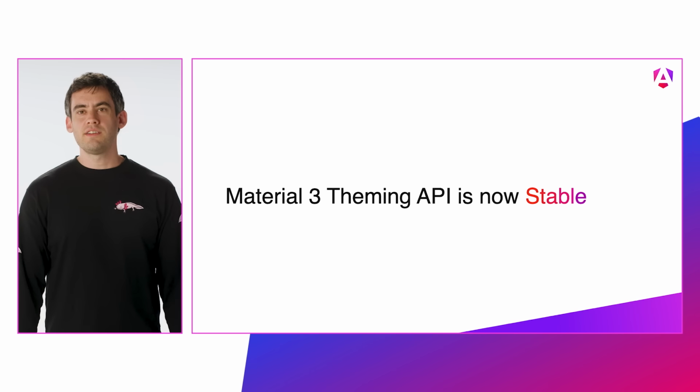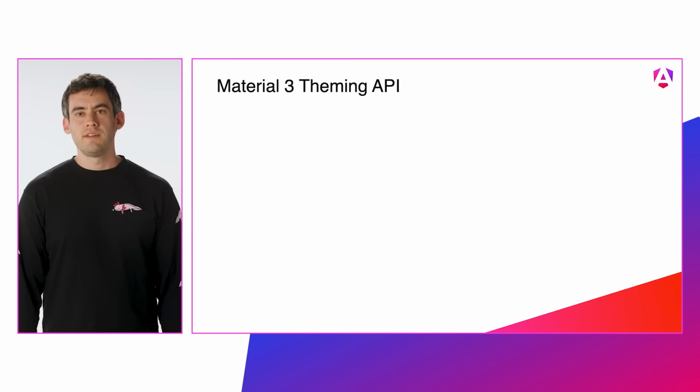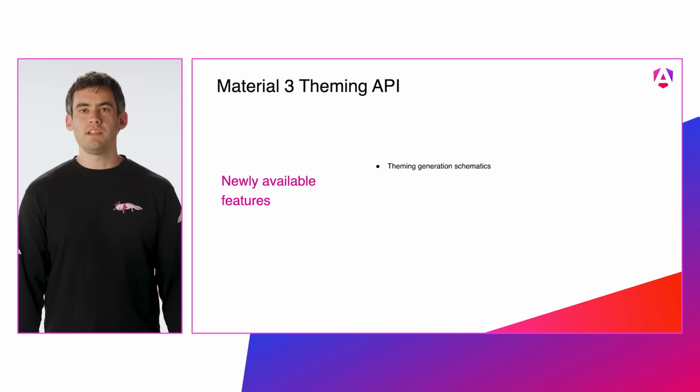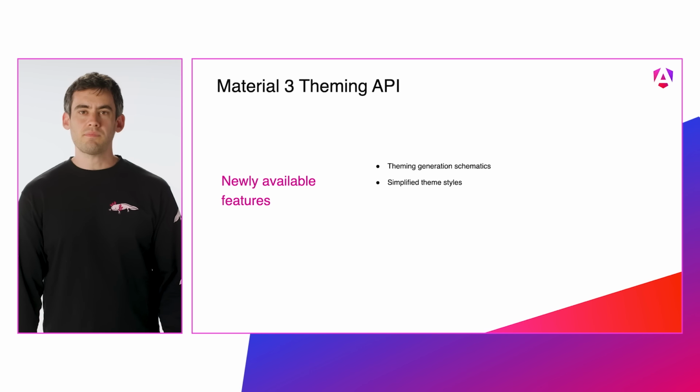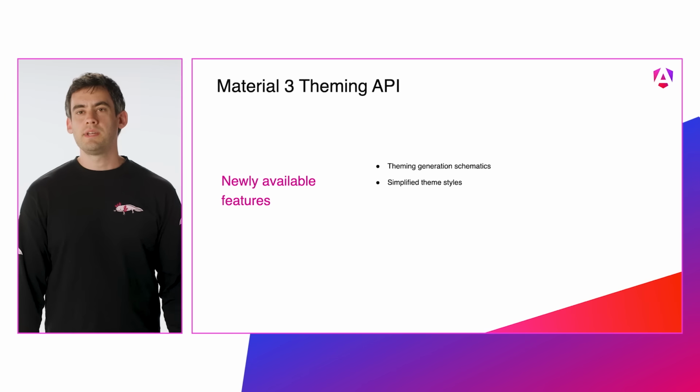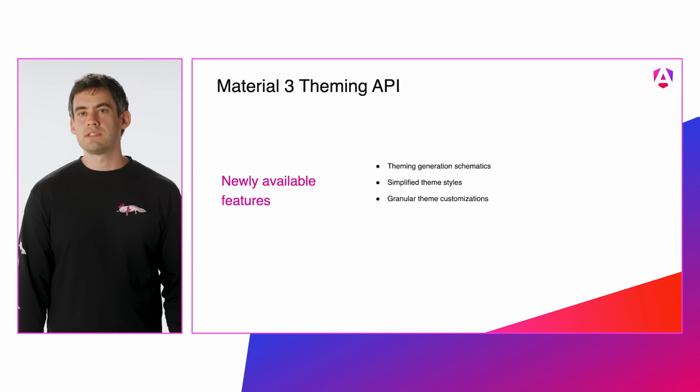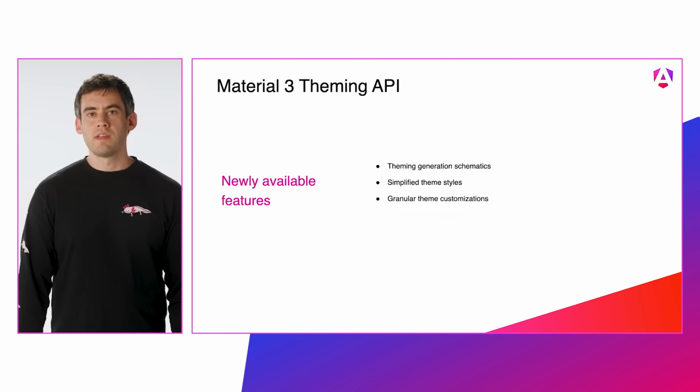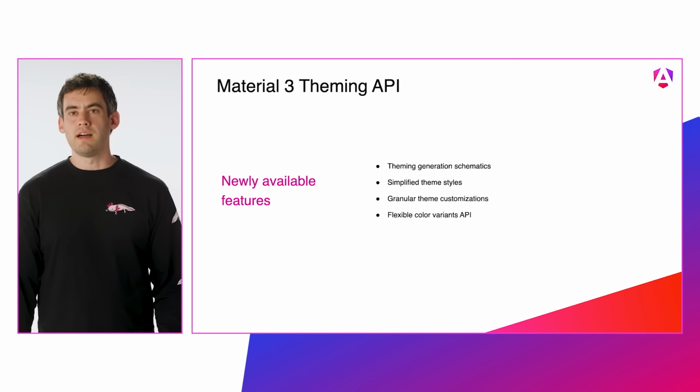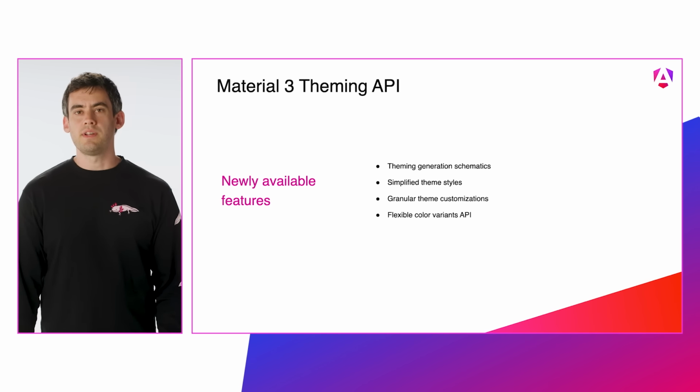These APIs allow you to use the same components you know and love with an updated visual style based on Material Design 3. Here are some of the new features that are available with our M3 themes. Simplified theme styles based entirely on CSS variables that don't add selector specificity. More granular theme customizations based on CSS variables. And a more flexible API for applying color variants to components.